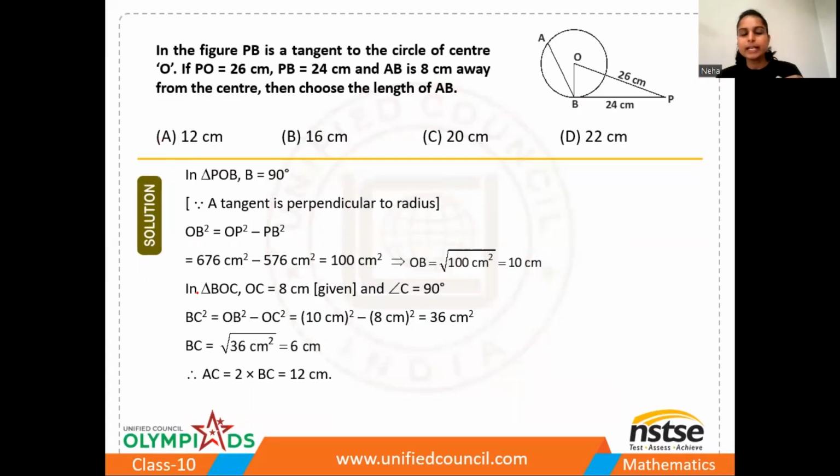Then the next most important thing given is the perpendicular length from O to AB. So this is again a 90-degree angle. Whenever I see a right angle triangle, I think about the Pythagoras theorem. So I have the two sides, and I can again put the Pythagoras theorem. Now we have the answer.